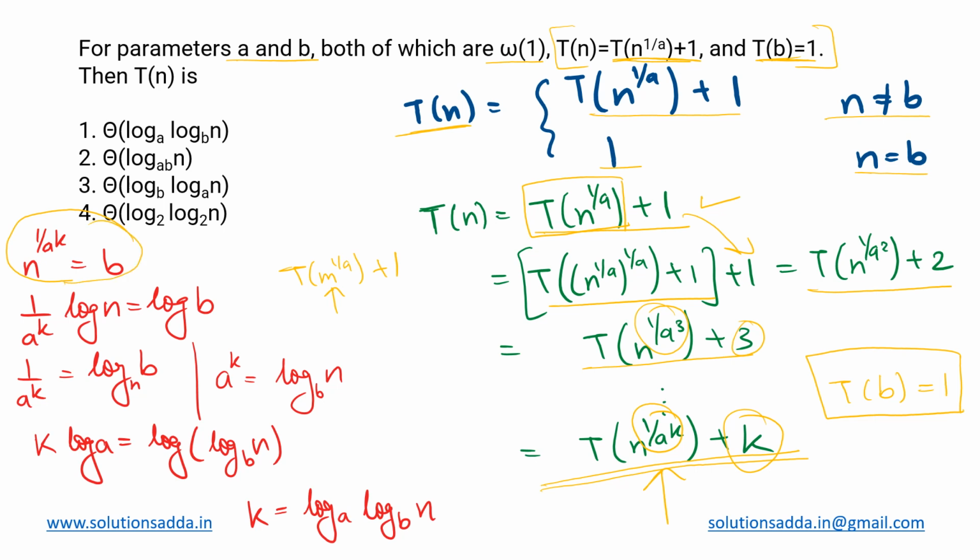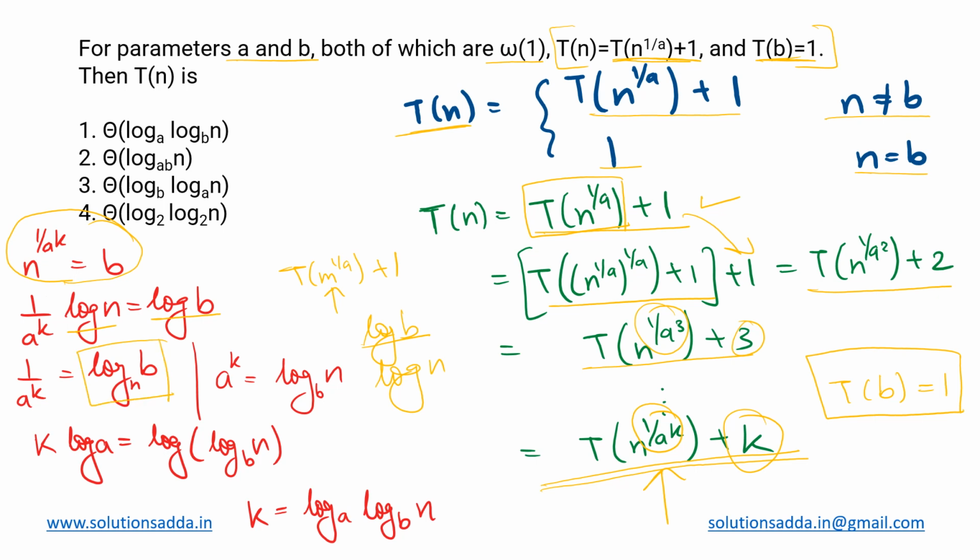We will take log on both the sides. So that will give (1/a^k) log n equal to log b. So what does this convert into? We can write 1/a^k equal to log b upon log n. And we know that log b upon log n can be written as log of b to the base n. So that is what we have right over here.